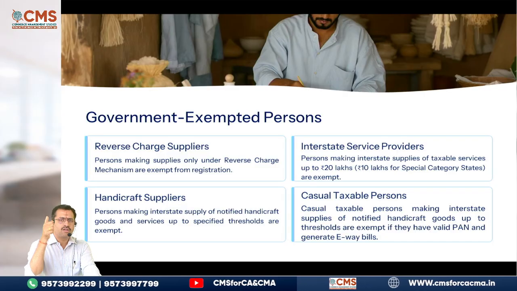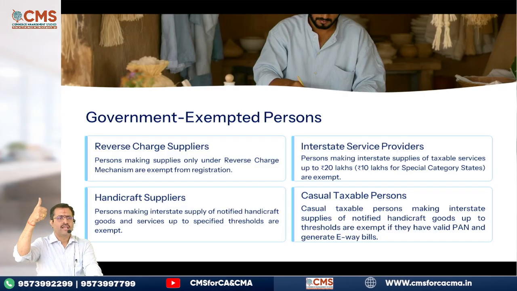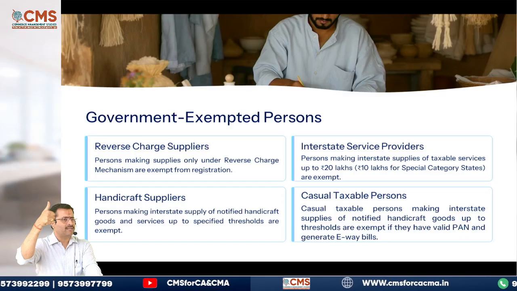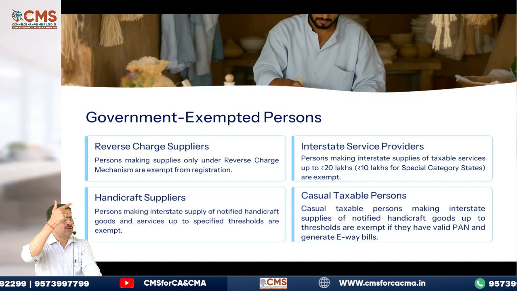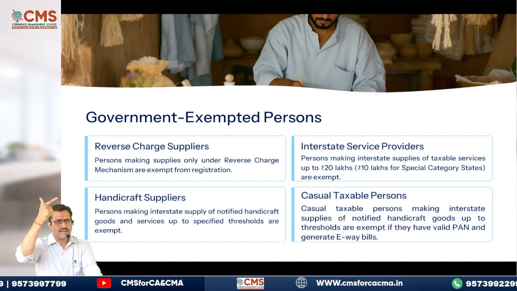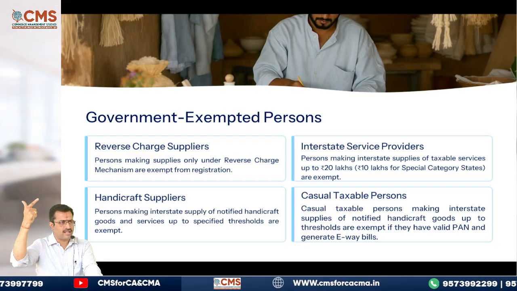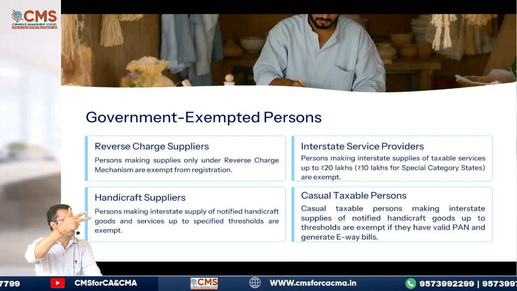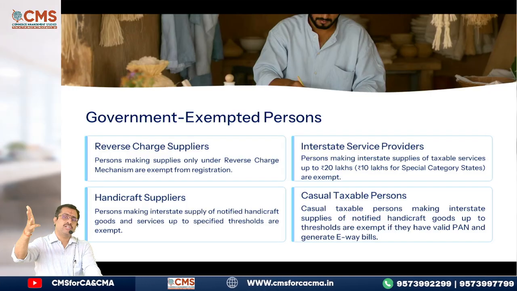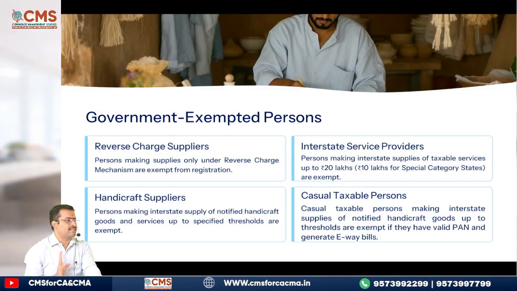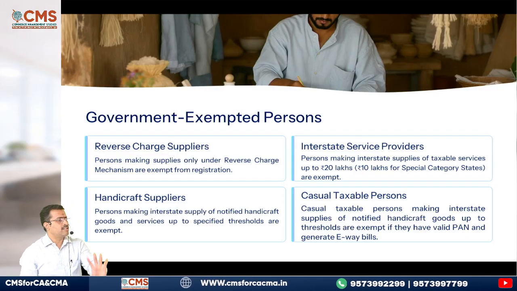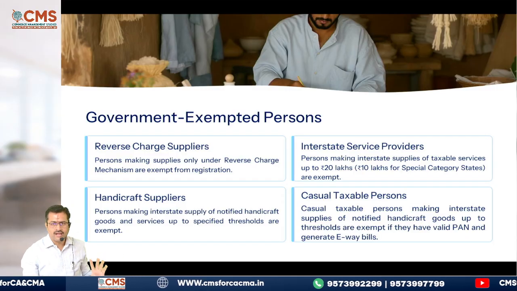So the government has notified, number 1, a person who is having only supplies which are taxable under reverse charge. The person who is having interstate supply up to 20 lakhs, or 10 lakhs in special category states. The person who is trading only with handicraft goods. Casual taxable person also, who is doing interstate supplies of handicraft goods. These 4 people are exempted by the government.